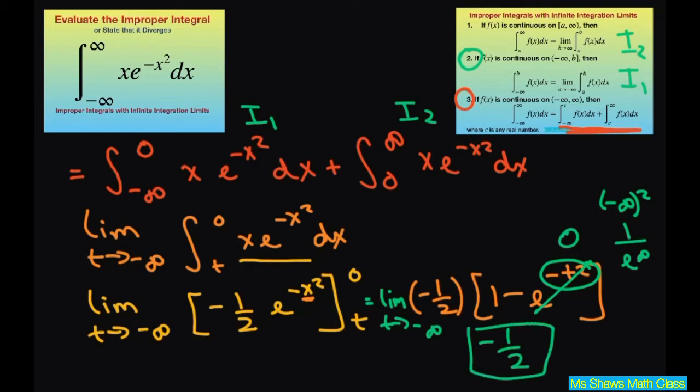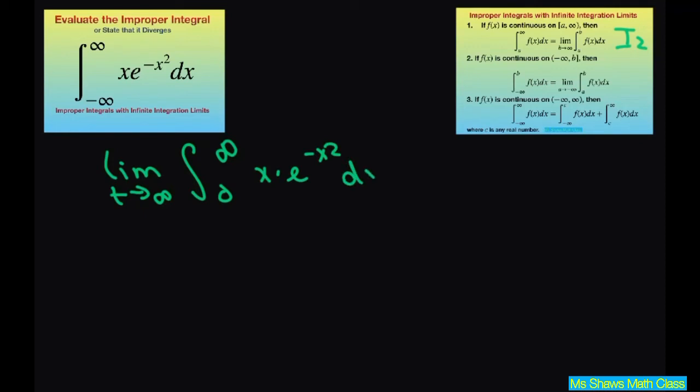So that's for integral 1, and now let's do integral 2. So for integral 2, we're going to get the limit. Let's write it out as such. We're going to write this as the limit as t approaches infinity, and we're going from 0 to infinity of x times e to the power of negative x squared, and then we have dx.